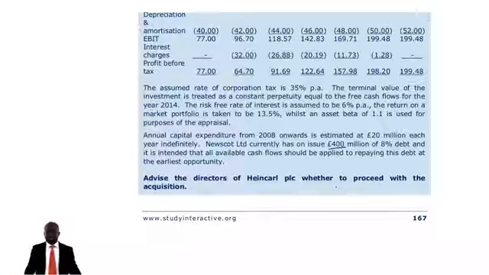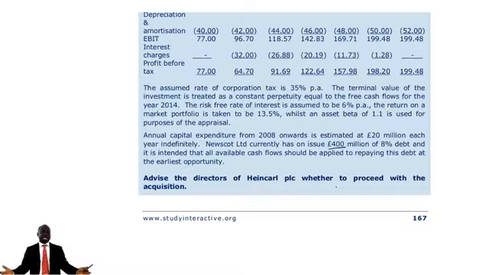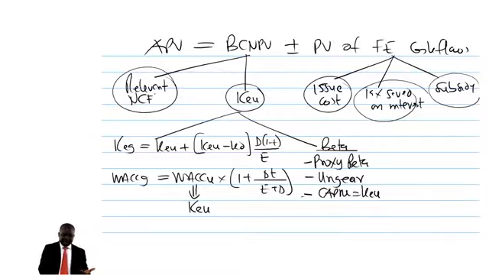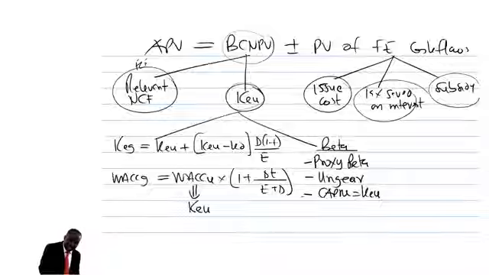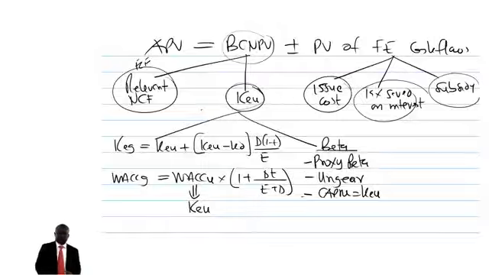Therefore, I have to evaluate it on the basis of what? APV. How will I get APV? APV is calculated as the relevant net cash flows discounted at cost of equity to get the base case NPV. And when we were learning free cash flows, I told you that the basic meaning of free cash flow is the same as the net cash flows. So I can say this is the free cash flow discounted at cost of equity.